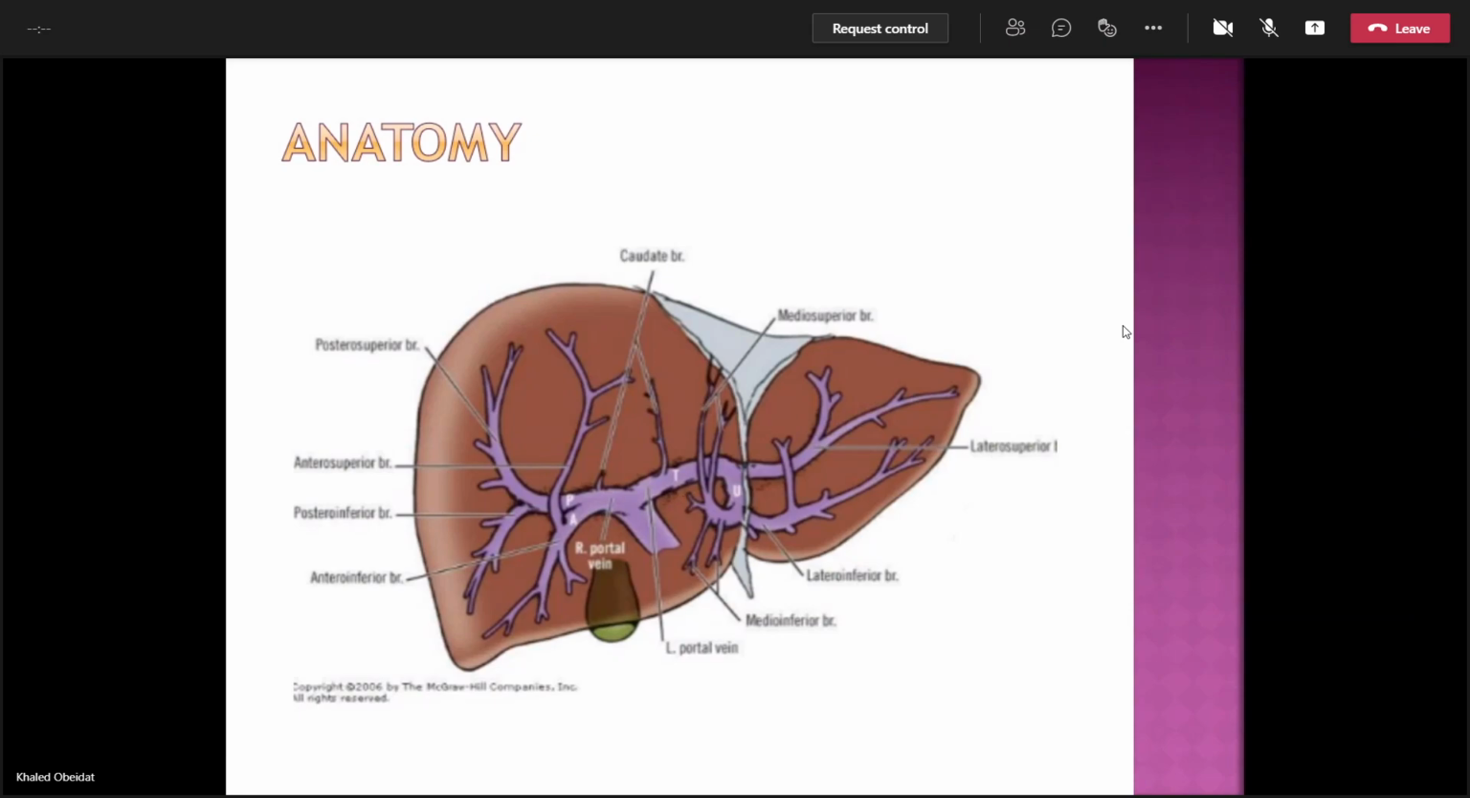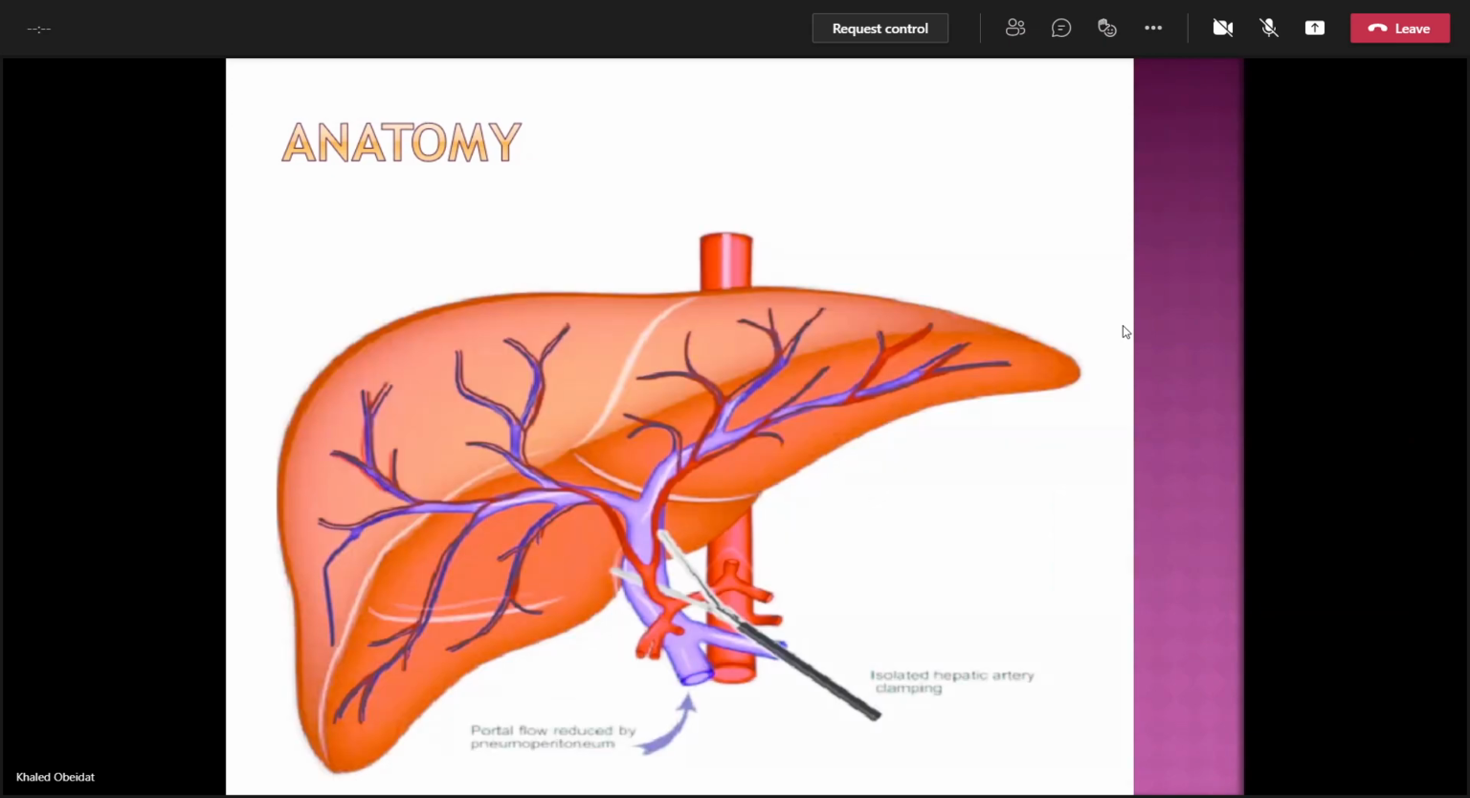And this is all simplified anatomy. So in reality, we have branches that are reaching all parts of the liver. Here is also the arterial anatomy, also simplified, following the portal vein anatomy, right and left, and then branches.